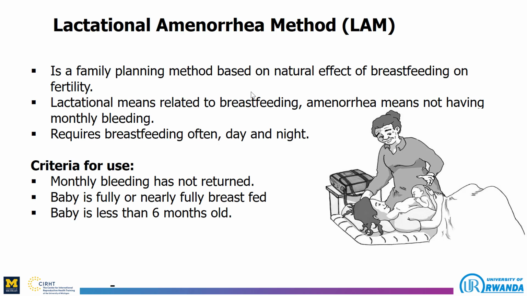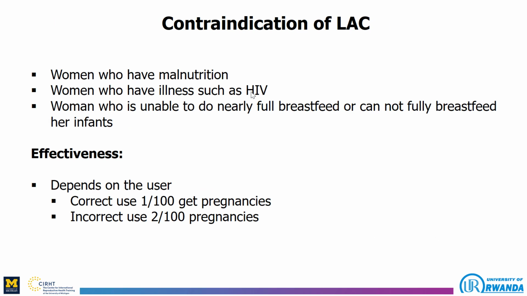Criteria for using it: monthly bleeding has not returned, the baby is fully or nearly fully breastfed, and the baby is less than 6 months old. Contraindications of the lactational amenorrhea method: women who have severe malnutrition, women who have illness such as HIV in an advanced stage, and women who are unable to do nearly full breastfeeding or cannot fully breastfeed their infant.